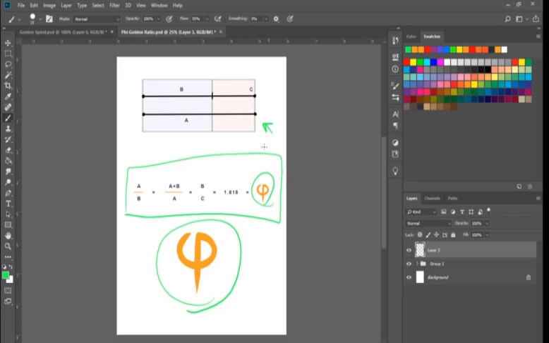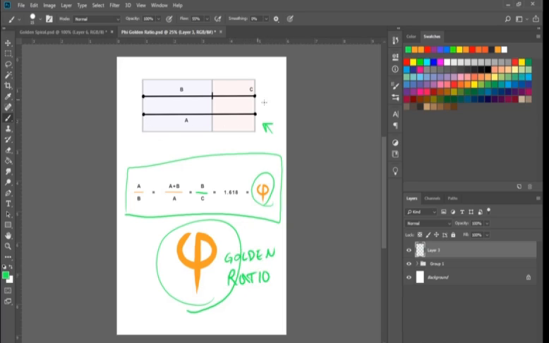Okay, so this equation right here, a over b equals a plus b over a equals b over c, equals 1.618 equals phi. Might seem like a lot of numbers and letters and symbols, but let me explain what that means. Also, phi is the symbol for the golden ratio.